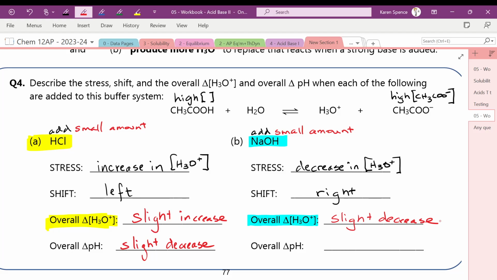Okay, so we have hydronium, we add some NaOH, so the hydronium concentration drops, and now the system shifts until where does the hydronium end up? Slightly below the original concentration. Okay. So there is a slight decrease in H3O plus, which means what happens to the pH? Slight increase.